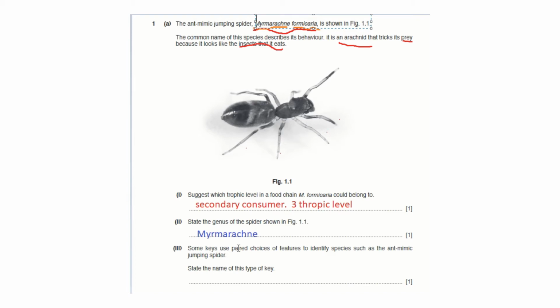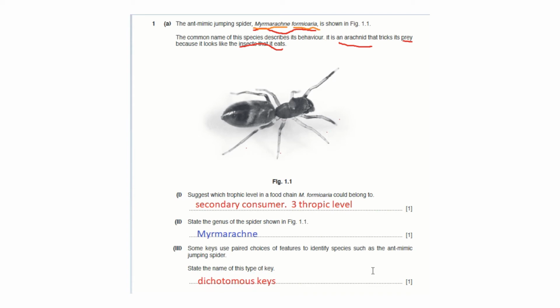Then they ask about keys: use paired choices of a feature to identify species such as the ant mimic jumping spider. State the name of these keys. Again, we have used them in a few videos. It's a dichotomous key. You don't have to write the word key, dichotomous is enough to get the point, but dichotomous key, then you know it's that.